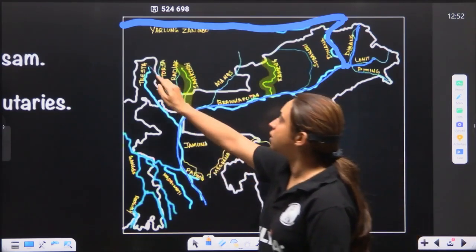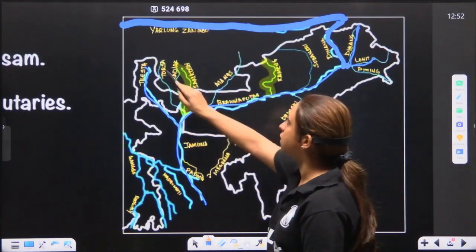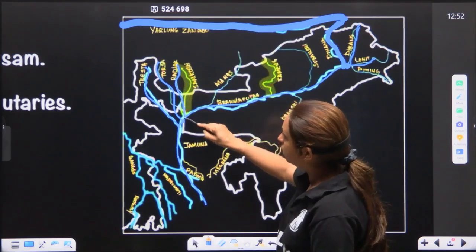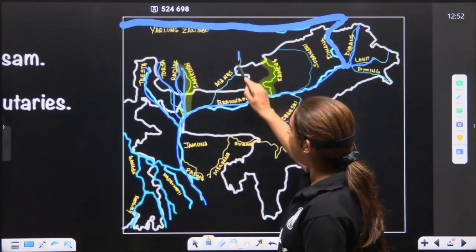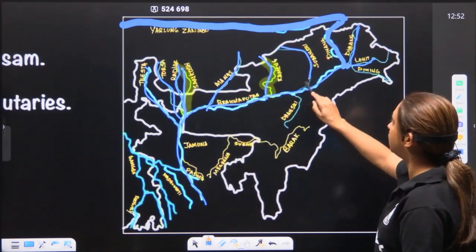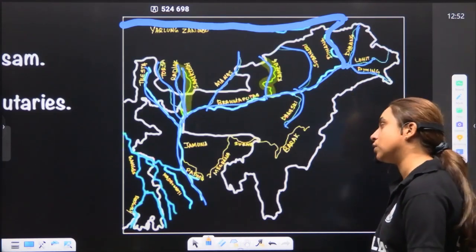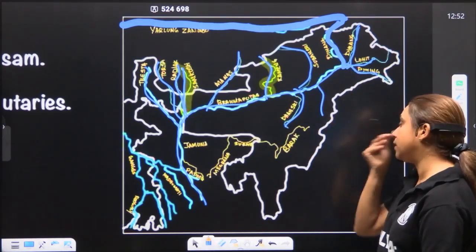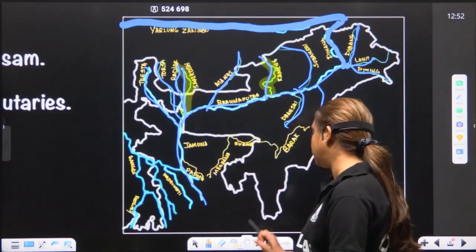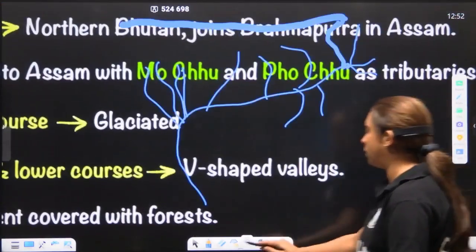Okay. Here you'll see a tributary Teesta that is joining Brahmaputra in Bangladesh. You'll see a tributary Jaldhaka. You will see a tributary Raidak. You see a tributary Sankosh. We have Manas. We have Kameng. This is Subansiri. You have Dhansiri. You have Dihing River, Budi Dihing River. We also have Kopili. So these are the tributaries of Brahmaputra. Let me deal with the tributaries one by one.